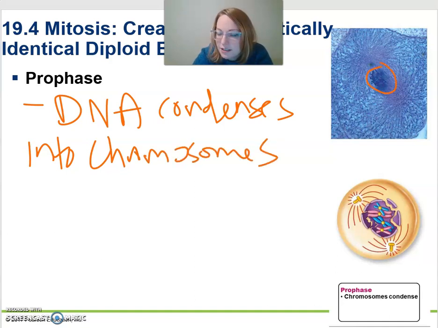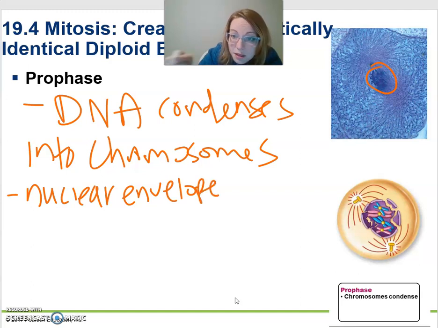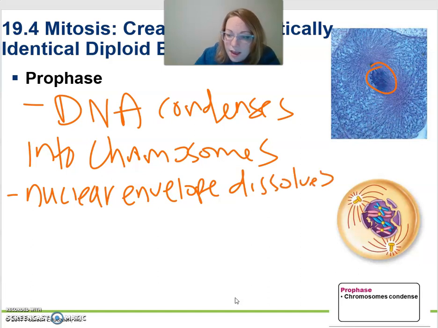So here's our nucleus, and you can see now there are little black squiggles. Those are the chromosomes. The nuclear envelope, the membrane around the nucleus, is dissolving. And then we're going to have these centrioles, the centrosomes, start to go to each end. And those are going to be what organize the DNA, and you'll see why that's important.